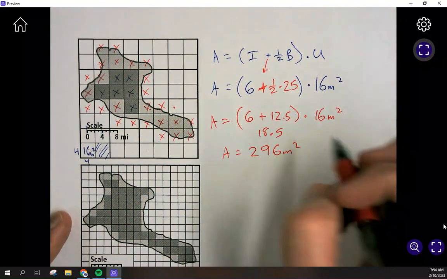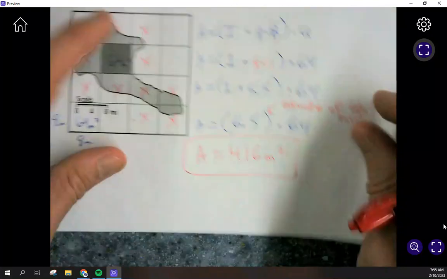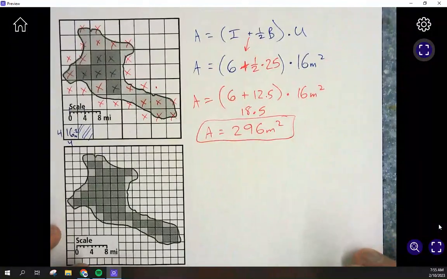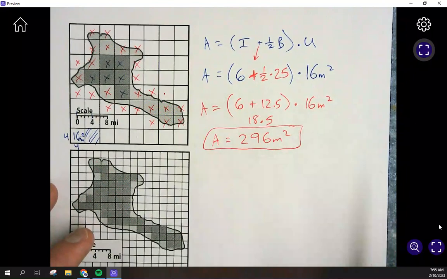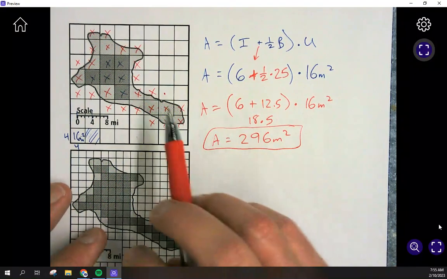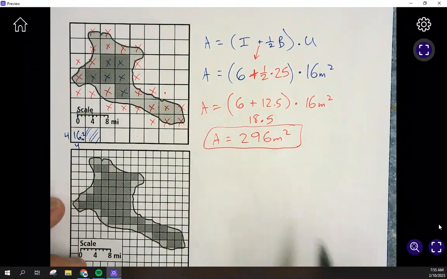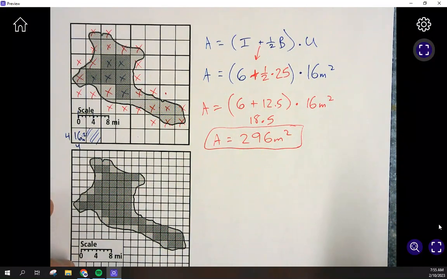Now, think about that number here for a second. 296. On the front, we said 416. The size of this hasn't changed, but our estimate of how big that area is drastically different with the smaller squares compared to the bigger squares. Which one you think is more accurate? And the truth is, it's the smaller squares, and we'll see the smaller we get, this number slowly starts to decrease even more and more as we get closer to the actual number.